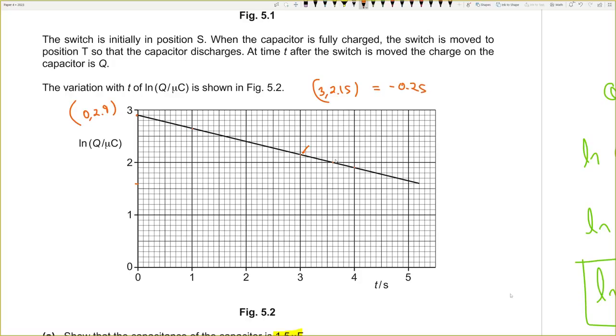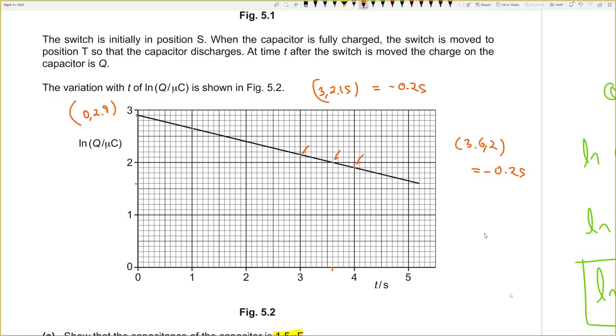I could also try other points like this one over here, 3.6 and 2. So 2 minus 2.9 divided by 3.6 minus 0. That gives you a value of minus 0.25 as well. So multiple points work. It's just best that you don't take the ends. Let's try this one last.